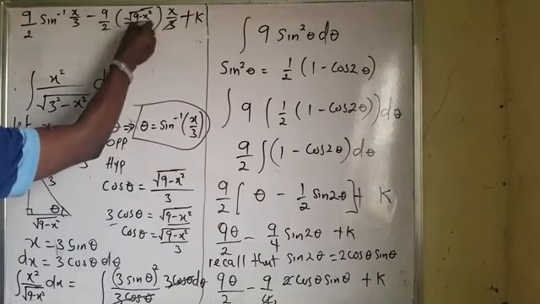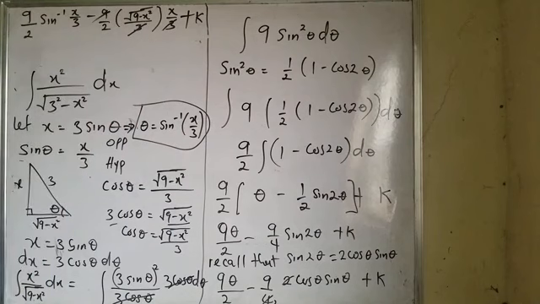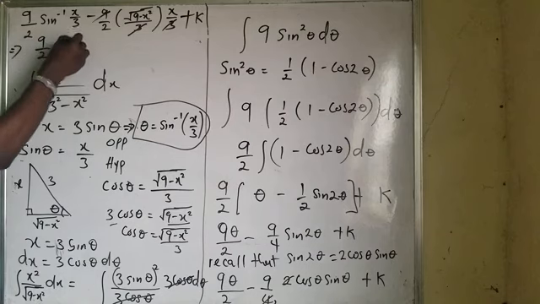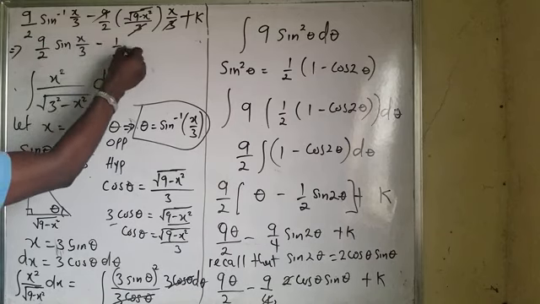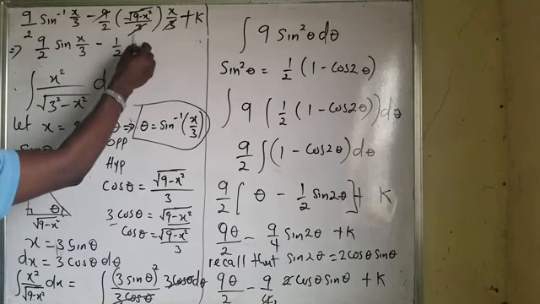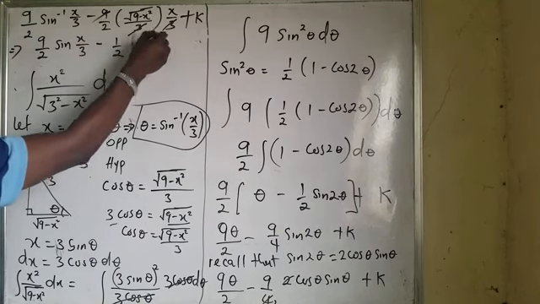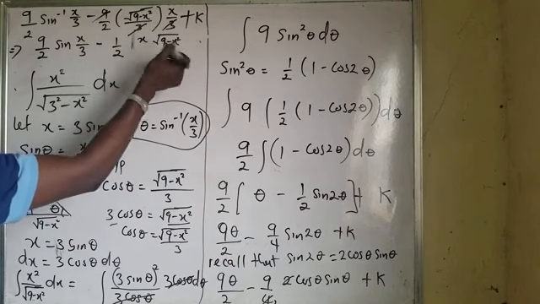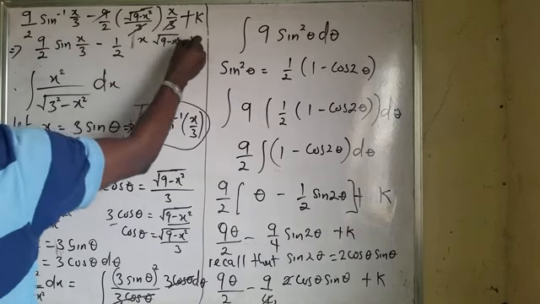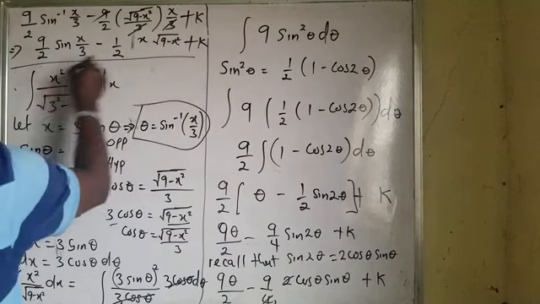Normally, this and this will cancel. I think if I should present an answer, it will be equals to 9 all over 2 sine inverse of x all over 3 minus 1 all over 2 x bracket of 9 minus x squared. Yes. Plus k. That is my final answer.